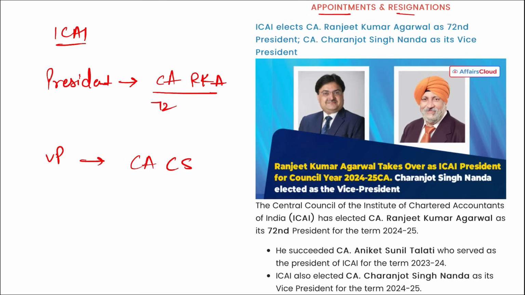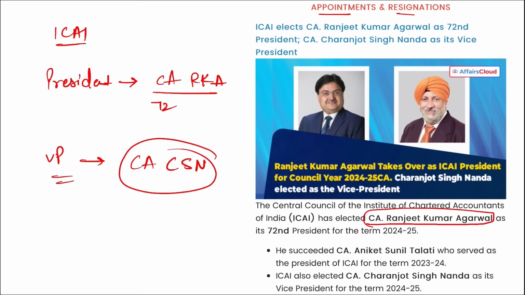CA Charanjot Singh Nanda is the vice president of ICAI, and here remember, CA Ranjit Kumar Agarwal will succeed whom? He will be succeeding CA Aniket Sunil Talati, who served as the president of ICAI, and he was the 71st, whereas the 72nd president now is CA Ranjit Kumar Agarwal.